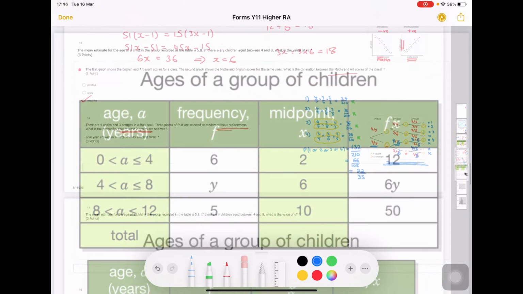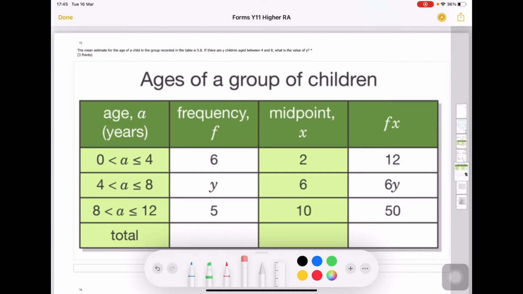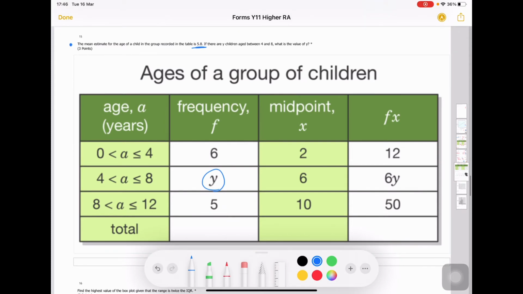So question 15 says the mean estimate for the age of a child in the group recorded in the table is 5.8. If there are y children between ages 4 and 8, what is the value of y? So we need to work out y. It's kind of the opposite of the question earlier where we had to work out the mean. So we know the estimate of the mean is 5.8. We need to work backwards to see what y is. So this is going to be 11 plus y.